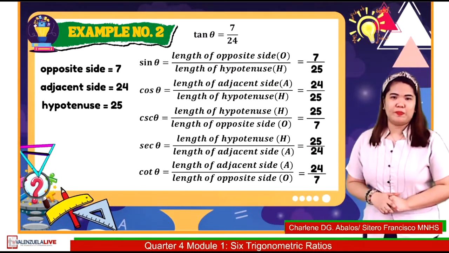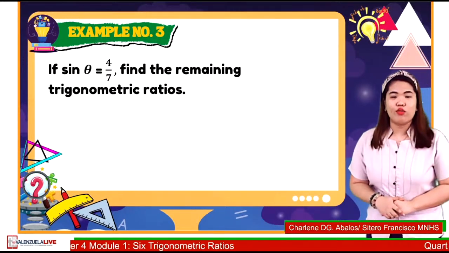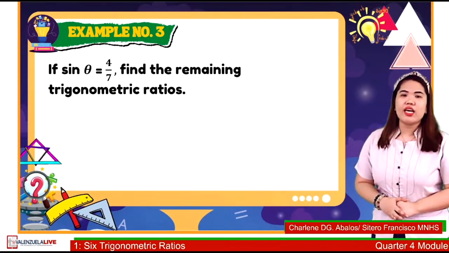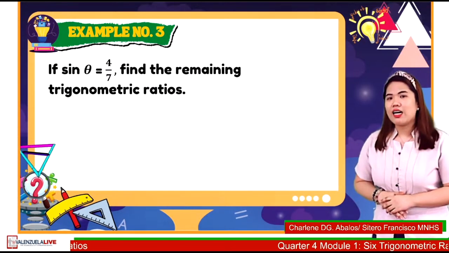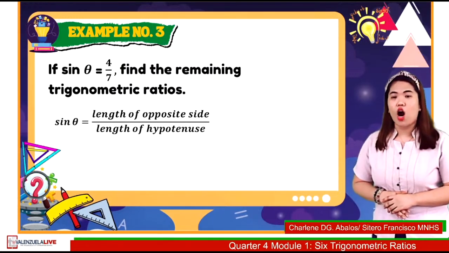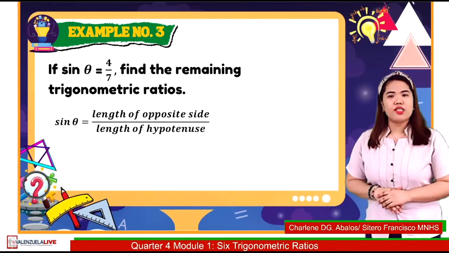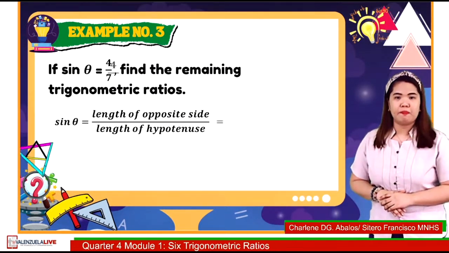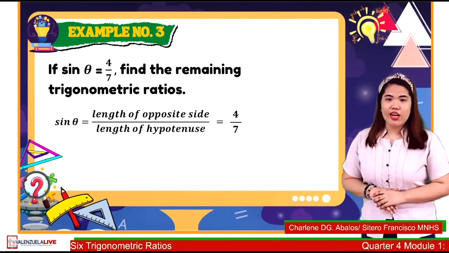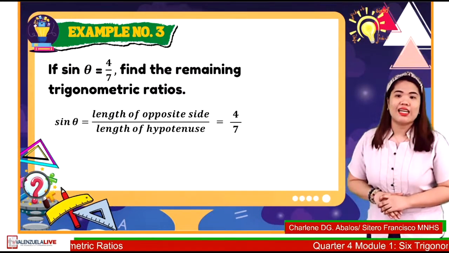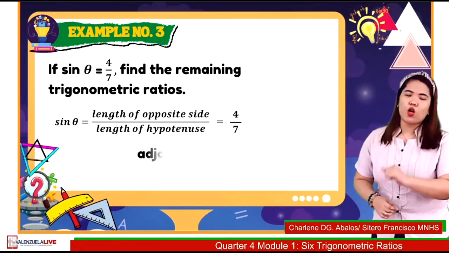Next example. If sine theta is equal to 4 over 7, find the remaining trigonometric ratios. Since sine theta is equal to the length of the opposite side over the length of the hypotenuse, then the opposite side has a length of 4 and the hypotenuse has a length of 7. The missing one here is the length of the adjacent side. To get it, we will use the Pythagorean theorem.